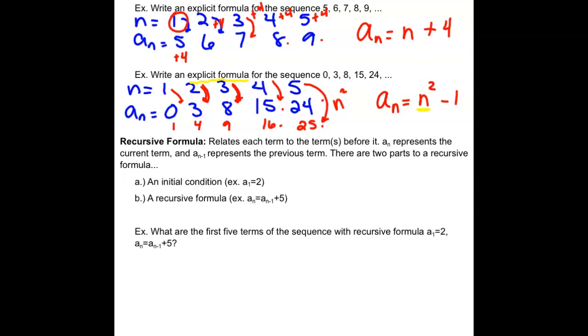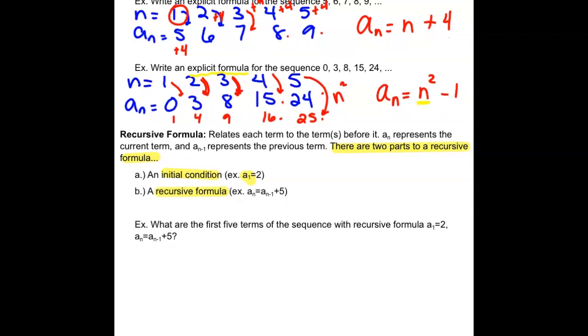A sub n represents the current term. A sub n minus 1 represents the previous term. So when we write a recursive formula, there are always 2 parts, and I'd like you to highlight that. There are 2 parts to a recursive formula. There's an initial condition where you have to tell me what the first term is, or in some cases what the first couple terms are. Give me a starting point. The second part is to actually generate the recursive formula. What are we doing to the previous number to turn it into the next term in the sequence?